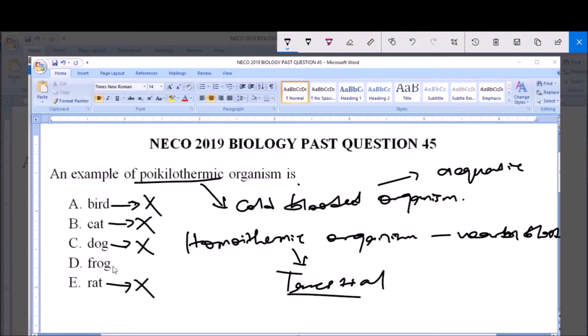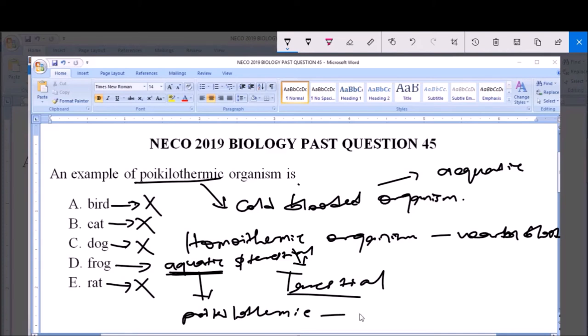Now option D says frog. Like you know, frogs live in both aquatic and terrestrial habitats, but mostly they live in aquatic habitats. And so therefore, frogs are poikilothermic organisms, that is, they are cold-blooded organisms. Another example of a cold-blooded organism is the fish. So the answer to this question is option D, frog.